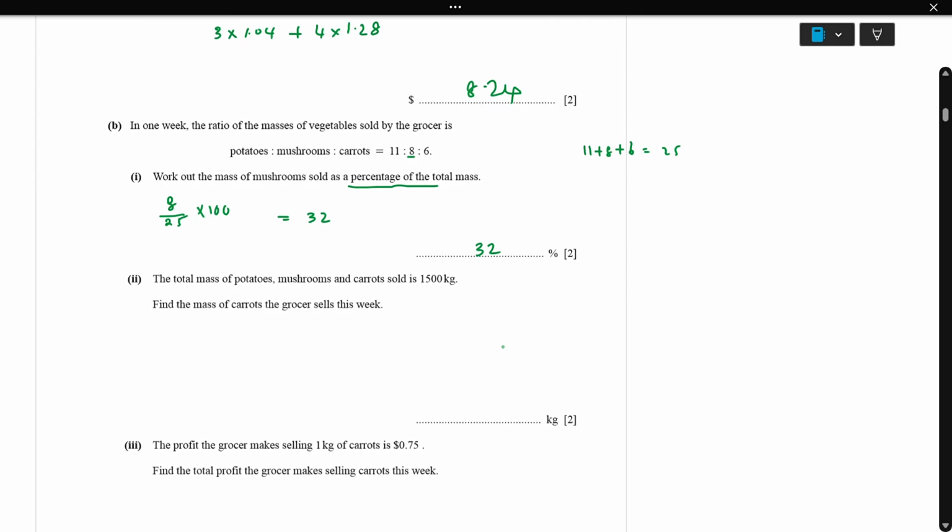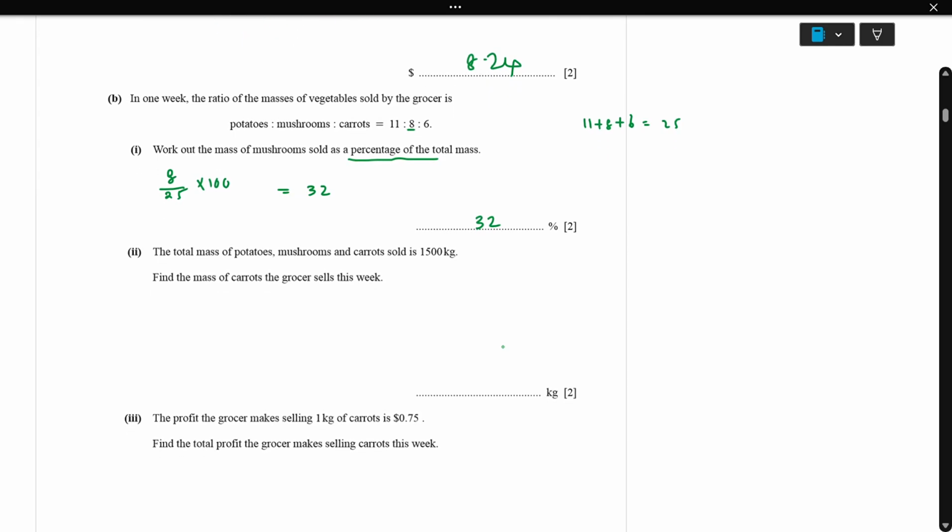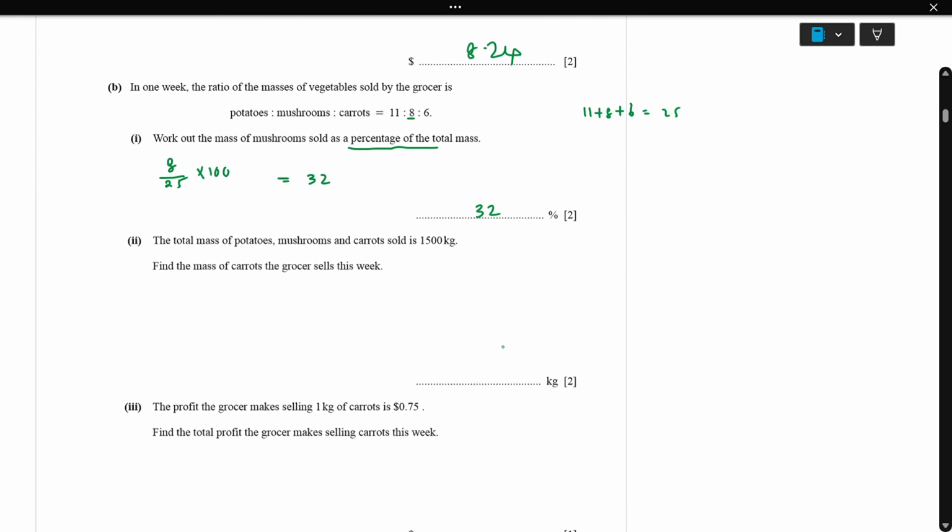Okay, the next question. The total mass of potatoes, mushrooms, and carrots sold is 1500 kg. Find the mass of carrot the grocer sells this week. The total mass is given, 1500. The carrot ratio is 6, so 6 over 25 times 1500, which is 360. So the answer is 360 kg.